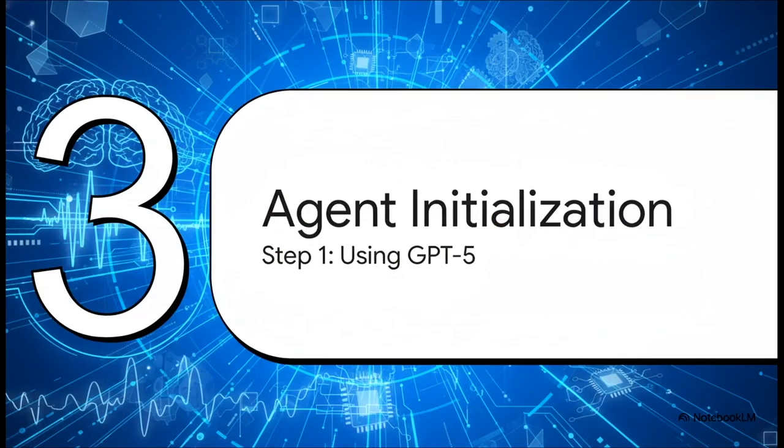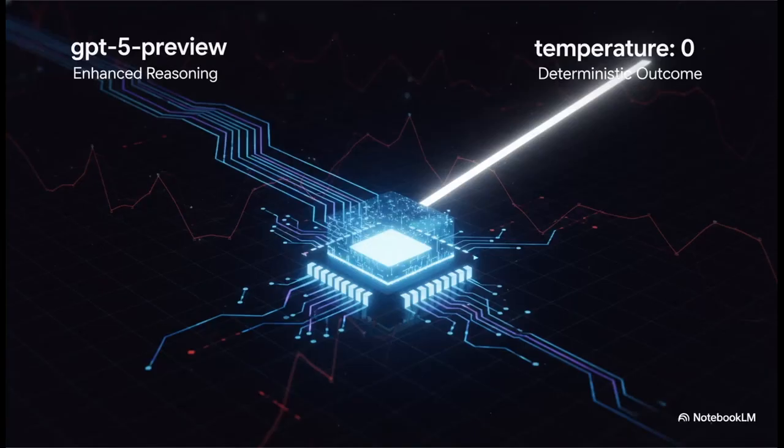All right, with our conceptual setup all done, let's get to the fun part and see how we'd actually initialize the agent's core intelligence. Okay, so the choice of model and parameters here is absolutely critical. We're using a hypothetical GPT-5 preview model, and we're choosing it for its imagined, super advanced reasoning capabilities. And just as important, we're setting the temperature to 0. This makes the agent's responses deterministic and predictable, which is an absolute must-have for any kind of reliable, enterprise-grade automation.